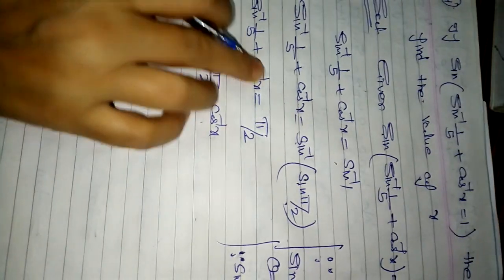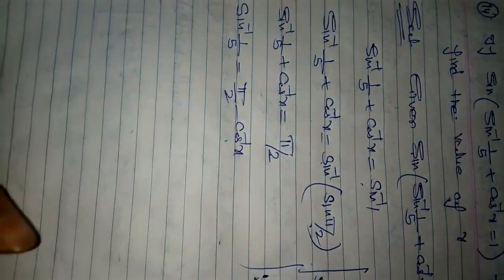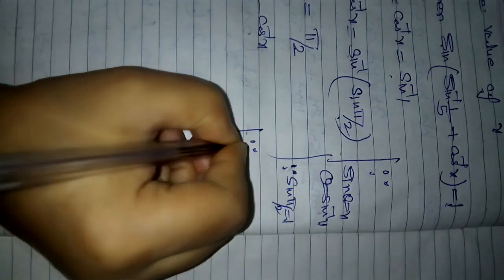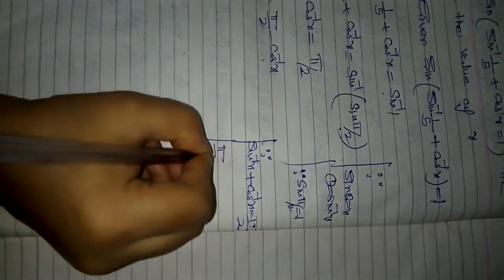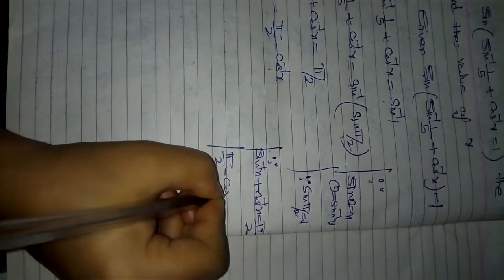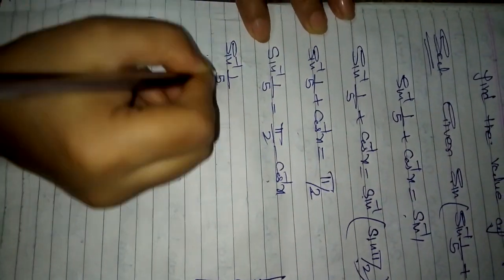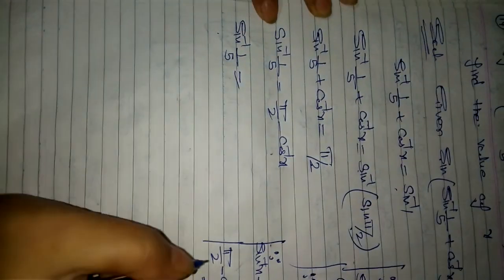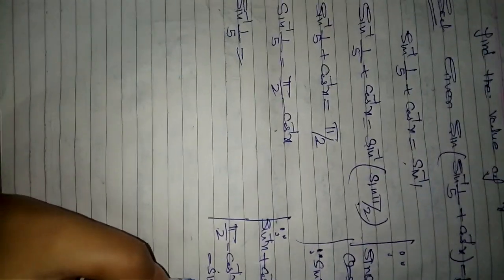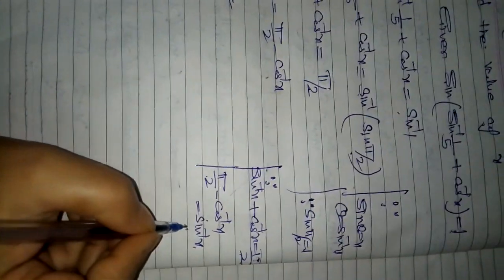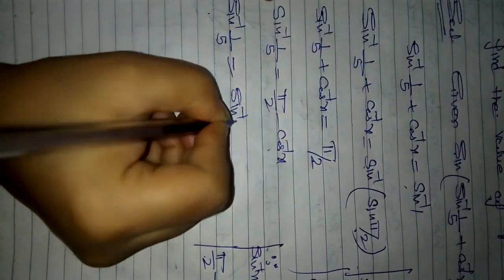We have transferred this term cos inverse x to the right hand side because, what is the reason? Because we know the identity sine inverse x plus cos inverse x equal to pi by 2. Therefore the value of pi by 2 minus cos inverse x is equal to sine inverse x. So we can put here sine inverse 1 by 5 as it is, and in the place of this term pi by 2 minus cos inverse x, that is equal to sine inverse x. So we are putting sine inverse x here.